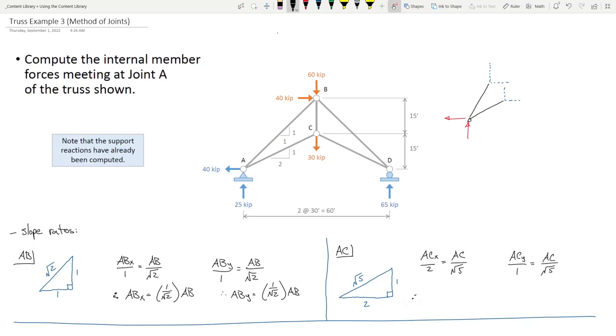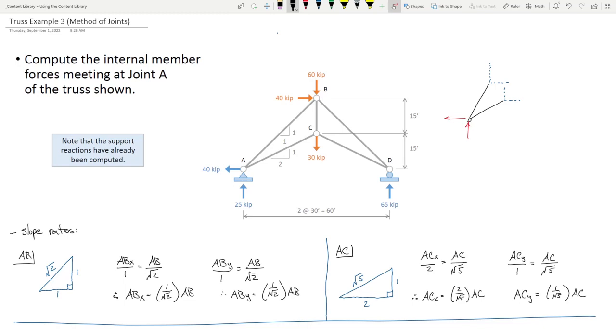So ACx is 2 over the square root of 5 AC. ACy is 1 over the square root of 5 AC. Do y'all see how I did that? Is there a significant advantage of doing it this way rather than just calculating the angle using sine and cosine? No, but this is shorter, I think. I personally think this is less keystrokes in the calculator. I haven't touched my calculator to do this, not once. That's kind of why.